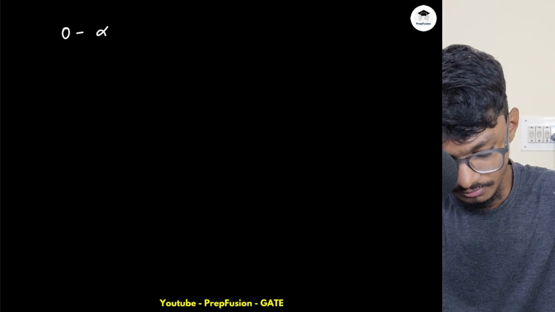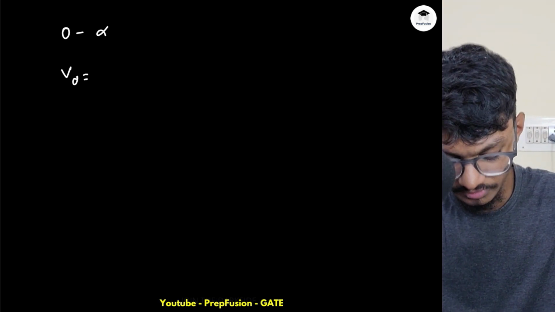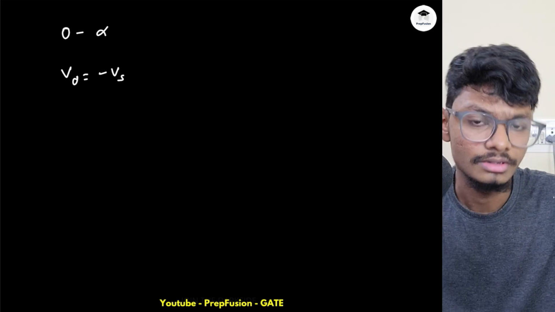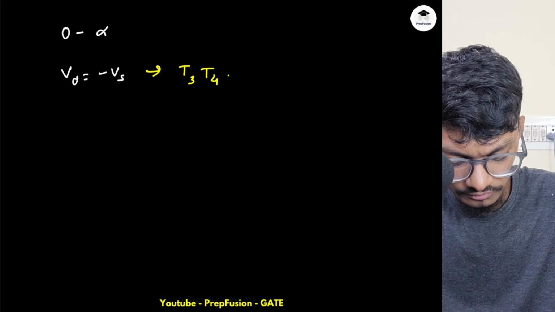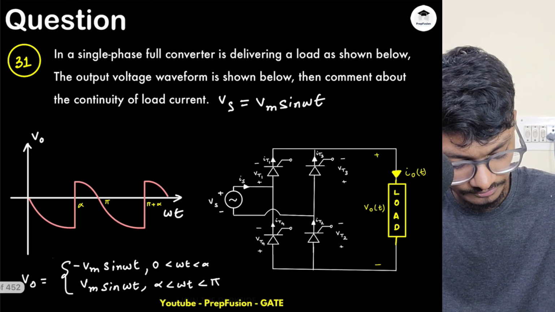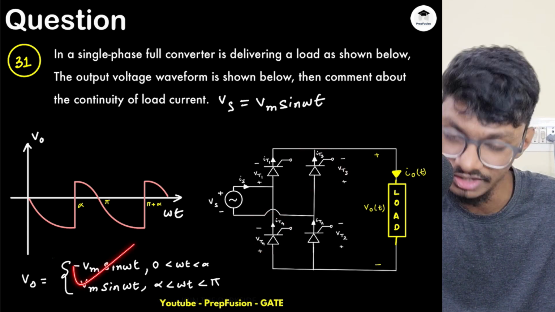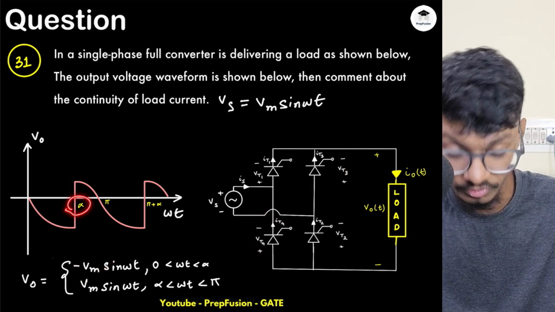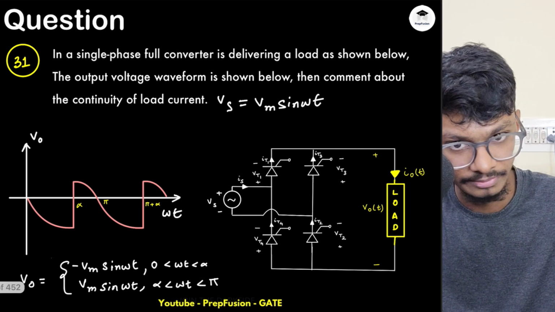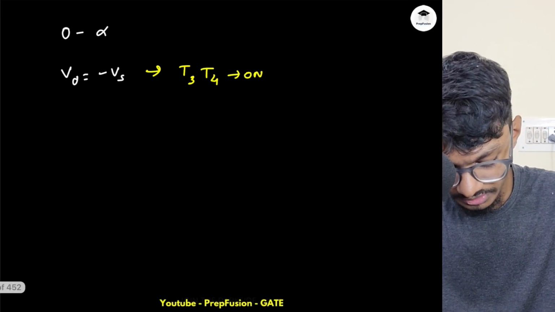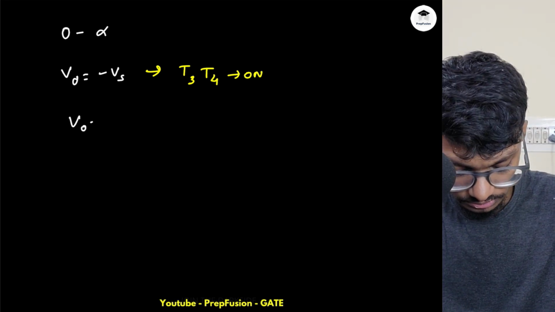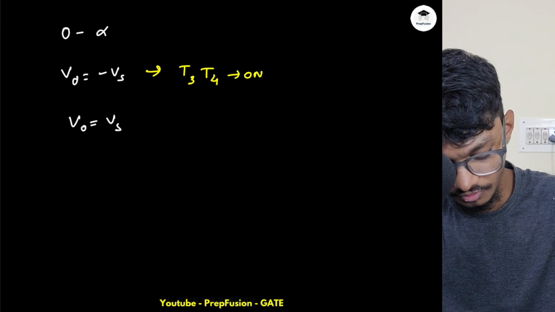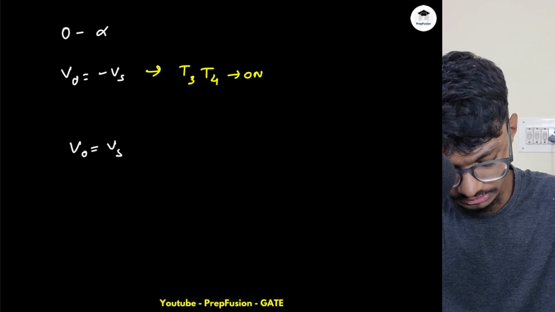So from 0 to alpha, my VO is the negative of the supply voltage. When does that happen? When my T3 and T4 are on. Only when this pair is on is it possible for the output to be exactly equal to the negative of the supply voltage. Then exactly at alpha, I trigger my SCRs T1 and T2. So at alpha, VO becomes equal to Vs.